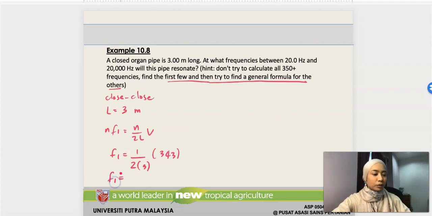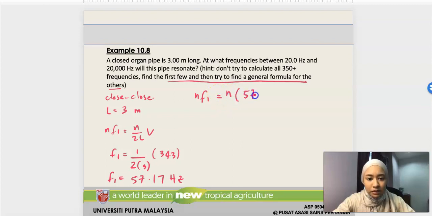So your fundamental frequency is, I have not done this one yet, let me do it. 343 divided by 3 divided by 2. So that gives you 57.17 hertz. Okay, so your other harmonics are Fn equals n times F1, or n times 57.17. Now we have to figure out what is the value of n that overlaps with 20 to 20,000 hertz.